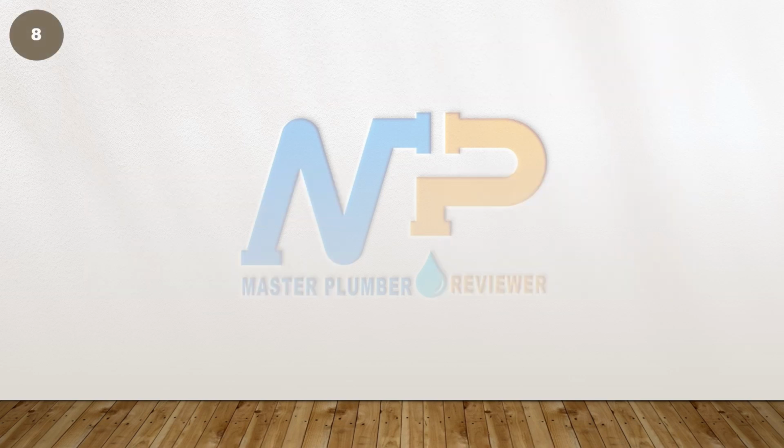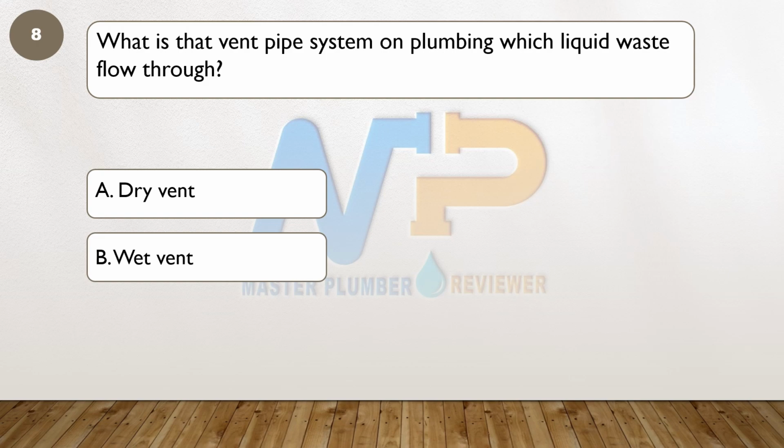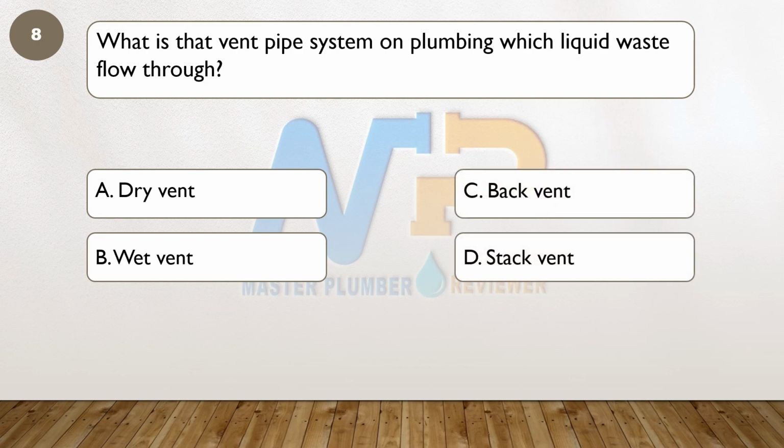Number 8. What is that vent pipe system on plumbing which liquid waste flows through? A. Dry vent. B. Wet vent. C. Back vent. D. Stack vent. The answer. It's B. Wet vent.